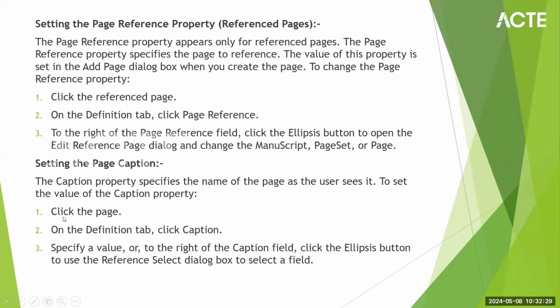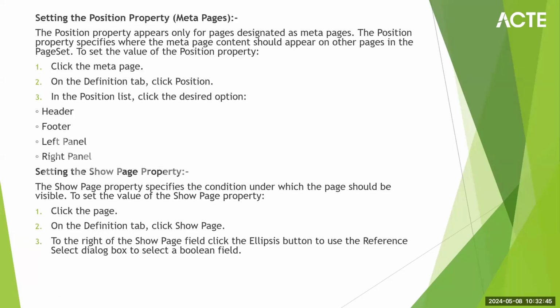How do you set a caption? Click on the page on the definition tab, click caption and specify a value. Or if an existing field is already there, you can just click on the clip button and map the correct field. The position property you can ignore, as this is for meta pages, where you will not be working.